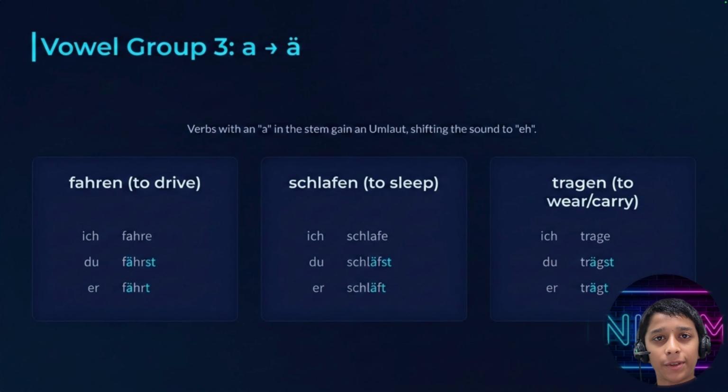Group 3. Verbs with A in the stem gain an umlaut, shifting only the vowel sound. Only du and er, sie, es are affected. Fahren, to drive. Ich fahre, du fährst, er fährt, wir fahren. Schlafen, to sleep. Ich schlafe, du schläfst, er schläft, wir schlafen. Tragen, to wear or carry. Ich trage, du trägst, er trägt, wir tragen. The umlaut is a distinct phonetic change. It is essential to pronounce it correctly as it differentiates meaning in many contexts. The written form must include the umlaut. Omitting it is a spelling error.